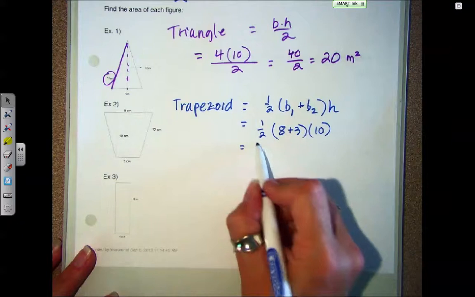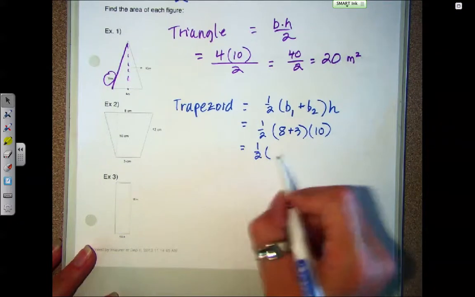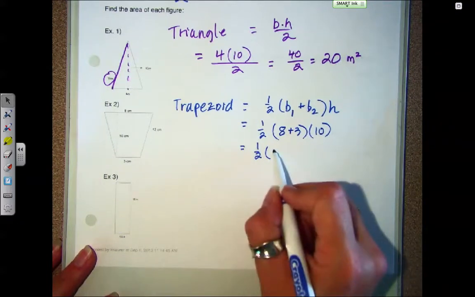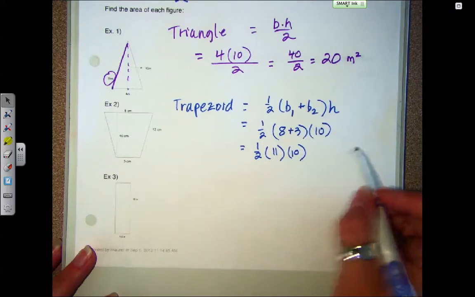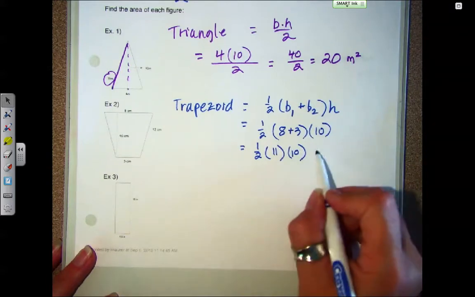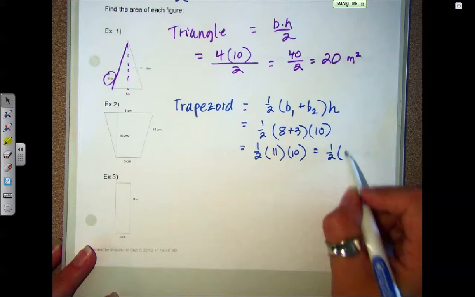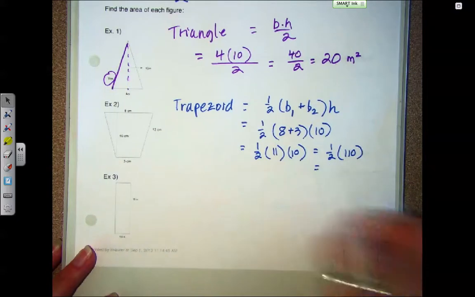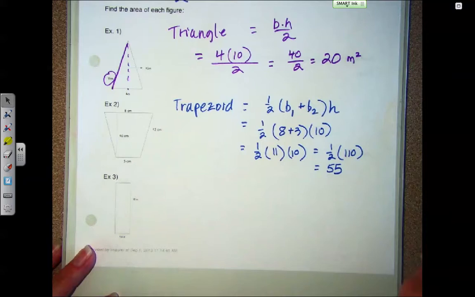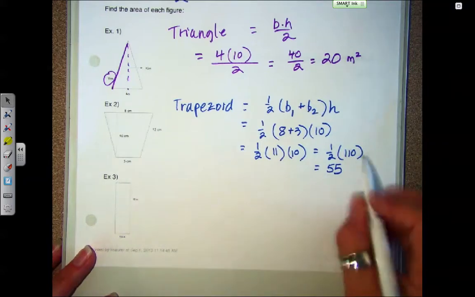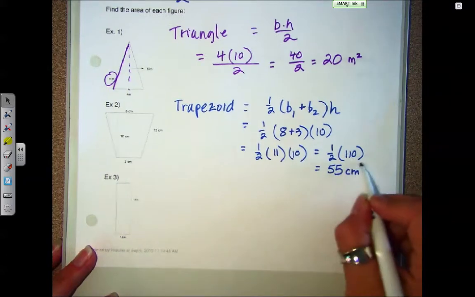So what are we going to do first? We have 1/2 times 8 plus 3, which is 11, times 10. What is 11 times 10? 110. And what's half of that? 55. Thank you. What are my units? Centimeters squared.